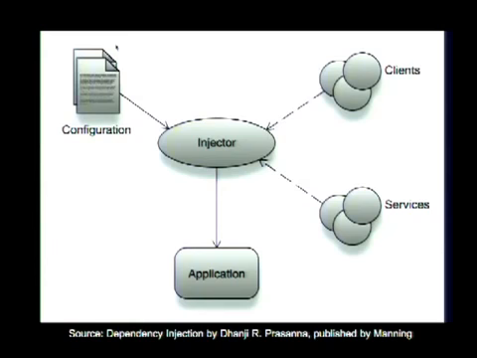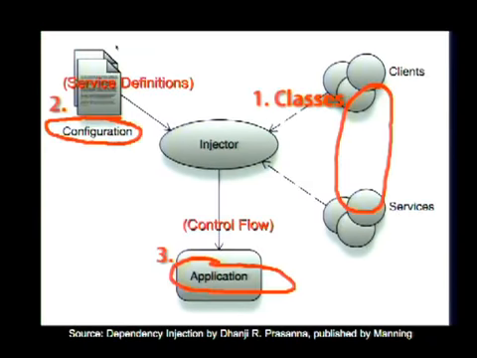So I found this nice diagram in a book on dependency injection, which I think gives a nice, simple overview of how things work together. But I've added my own personal touch to it, because basically there are three things you need to be aware of when you're working with a dependency injection container. The first is classes, and by that I'm just referring to what we've already talked about. This is the fact that all your classes are nicely decoupled from each other, and they're just declaratively expressing their dependencies.